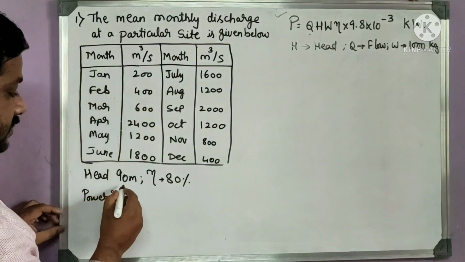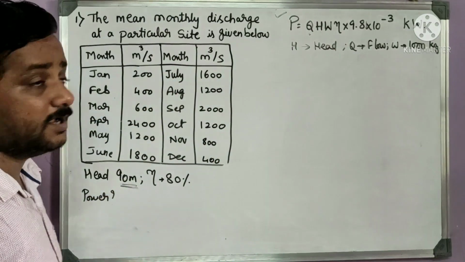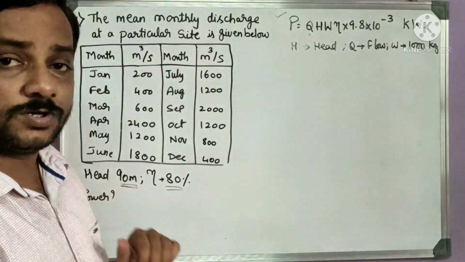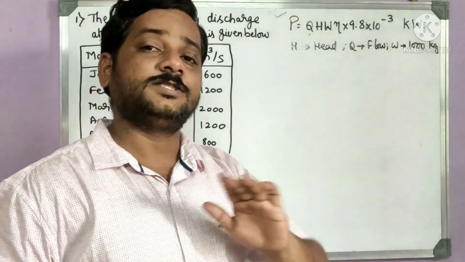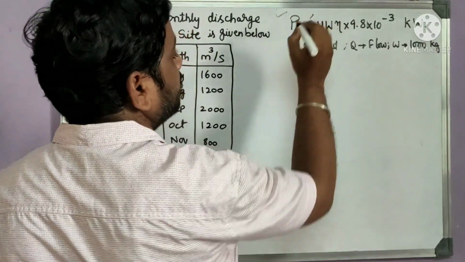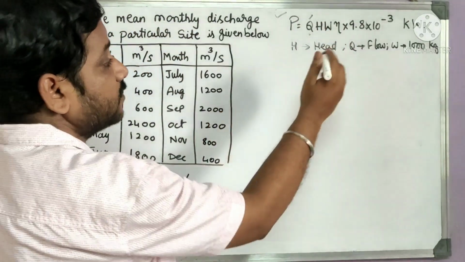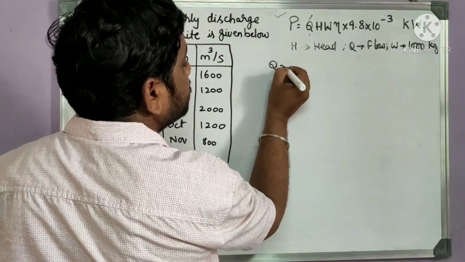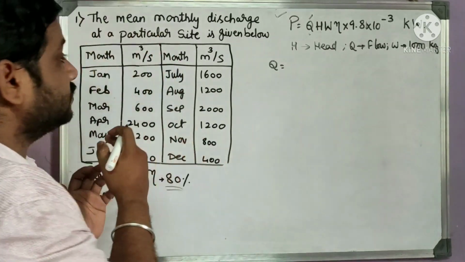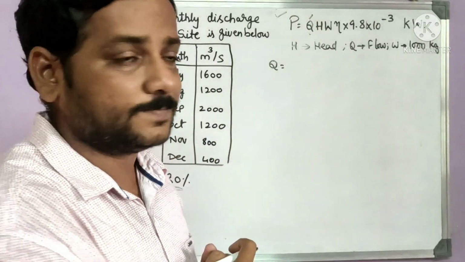So here head is given in the question as 90 meters. And the efficiency of the plant is also given as 80%. So those two are known. W is a standard, that is 1000 kg will be the mass of water. So now the only thing you have to find is Q. So Q is nothing but the discharge of water or flow of water. So here Q is given, this is the discharge of water, but it is given with respect to the month. So we should get an average discharge of water.